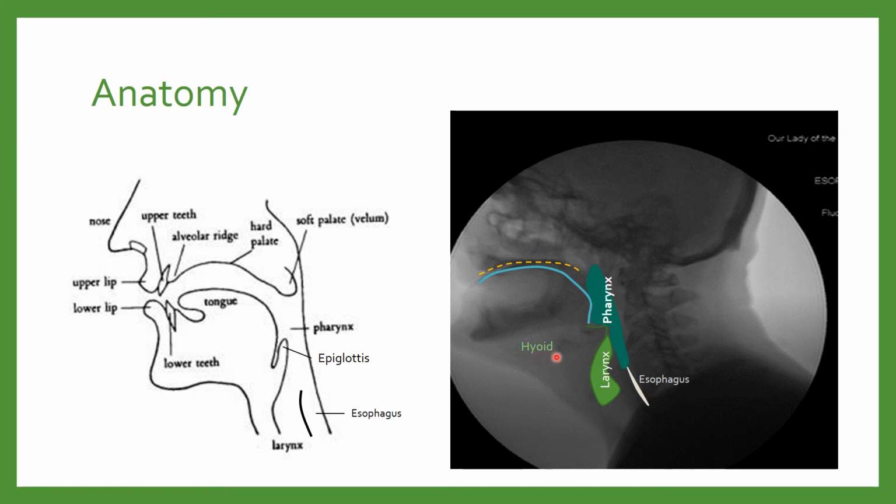What I've also highlighted on this picture is the hyoid bone. The hyoid bone is this little shadow here in the front, just in front and on top of the larynx. And it's important because the larynx attaches to the hyoid, so when someone swallows, the hyoid lifts and helps close. Alright, so now that we have the anatomy, we're going to go through the normal stages of swallowing.